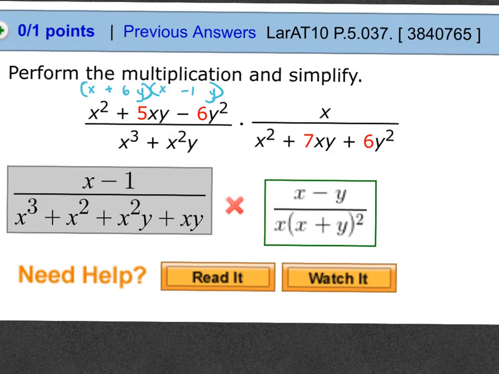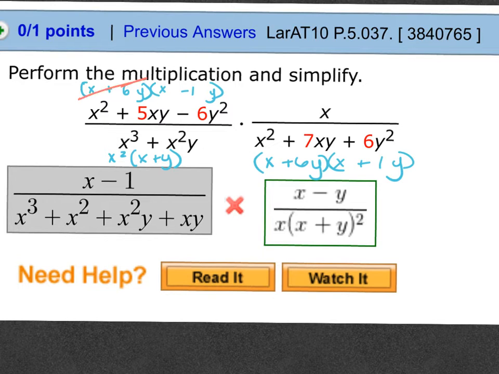The bottom left, I can take out an x squared and I get x plus y. Top right is already factored. Bottom right, parentheses again, an x at the front, a y at the end. And then I'm looking for the factors of positive 6 that sum to 7, which is positive 6 and positive 1. Now comes the canceling.